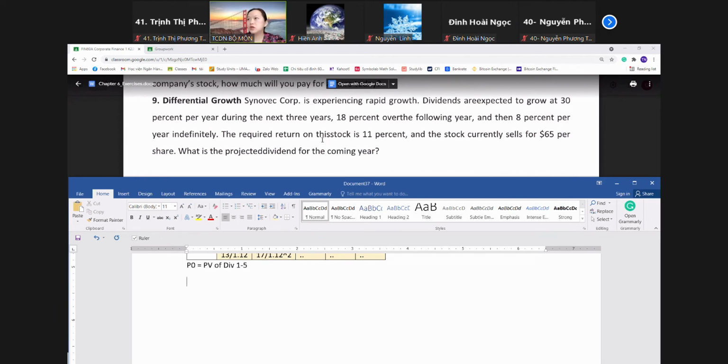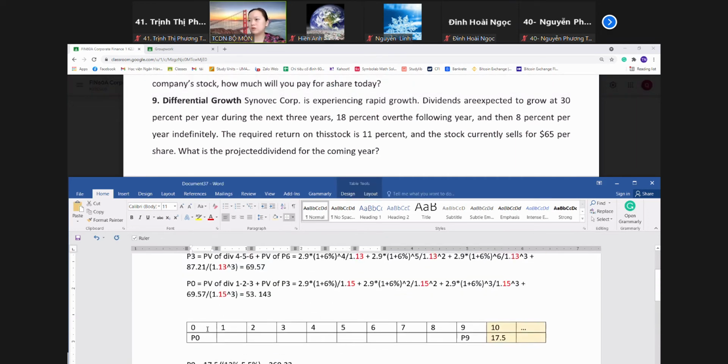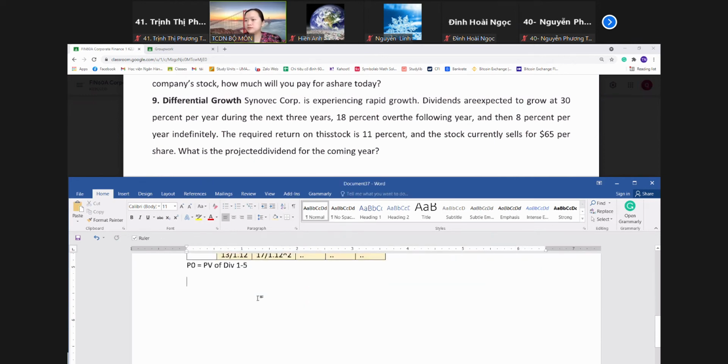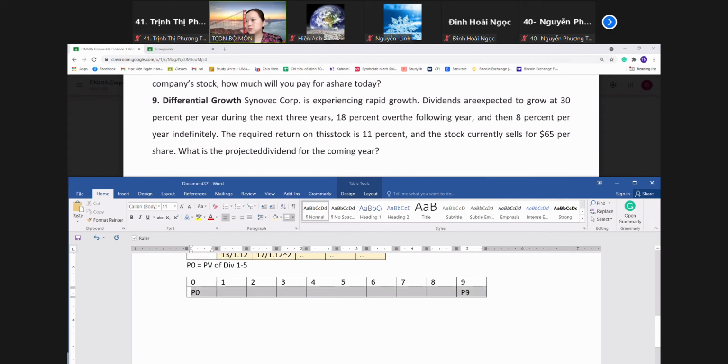You see, the company is experiencing rapid growth. The dividends are expected to grow 30% per year during the first 3 years, then 18% over the following year, and then 8%. Could you please draw the timeline for us?